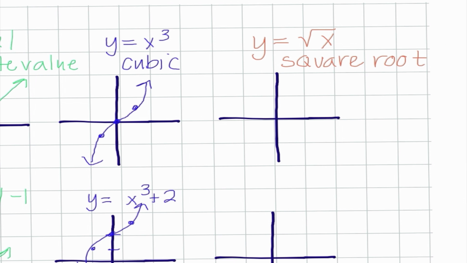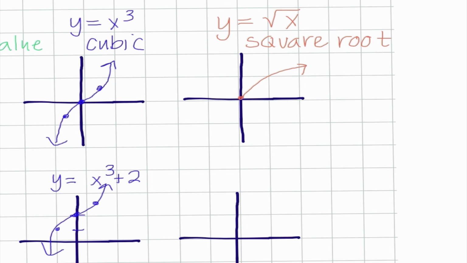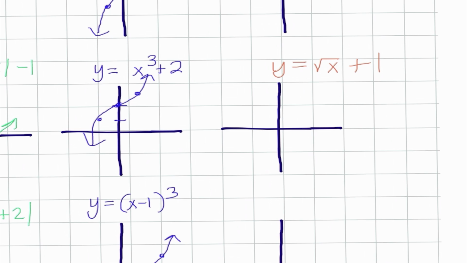Okay, so the final parent function we're talking about is y equals the square root of x. And this is clearly the square root function. What this looks like is we're starting at the origin, and it looks like a sideways parabola, but we're only graphing the top half. So it's only like the top half of a parabola. Now that we have seen this, we're going to go ahead and use the transformations.